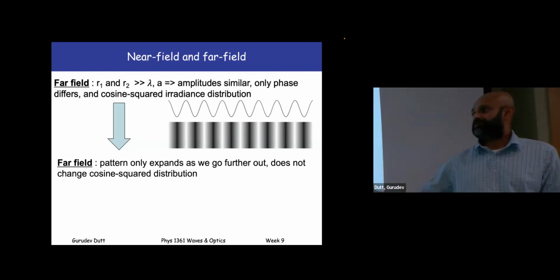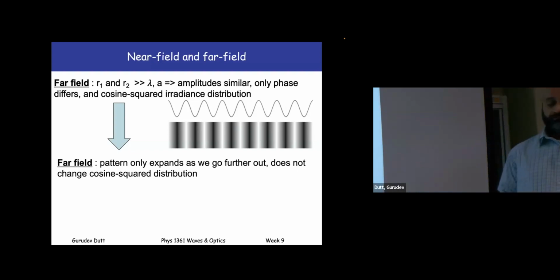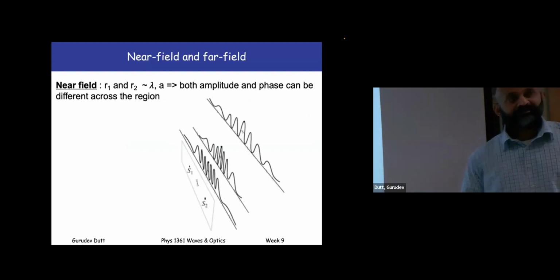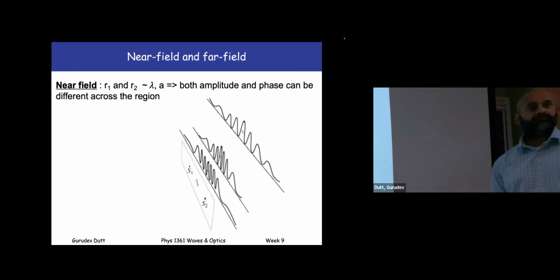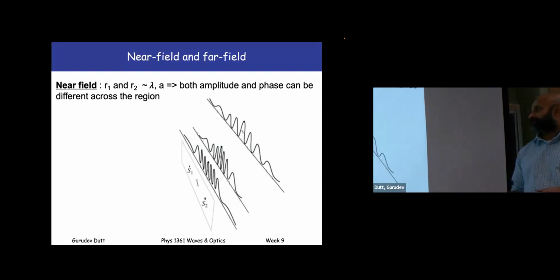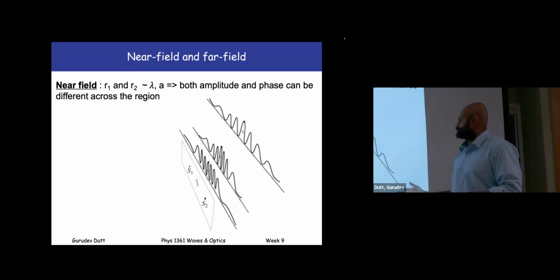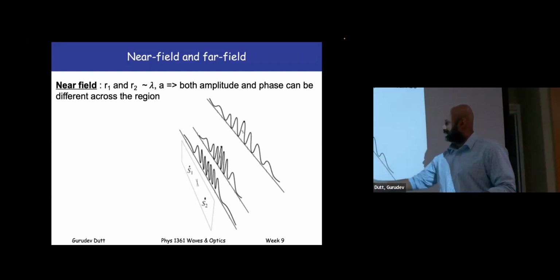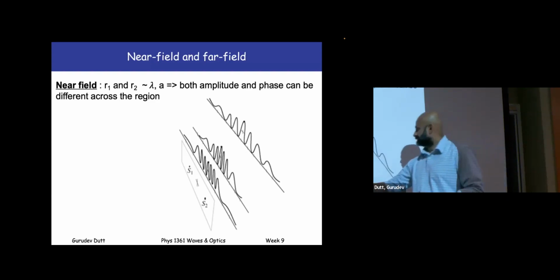Okay, there's no change in the pattern. But in the opposite regime, which we'll rarely see, but might occur in some experiments, for example, Fresnel diffraction, as we'll see later, the pattern itself changes its nature, its behavior, as we go from one distance to another distance. So here, for example, S1 and S2 are over here, and I'm looking very close to the slits, or very close to the sources.